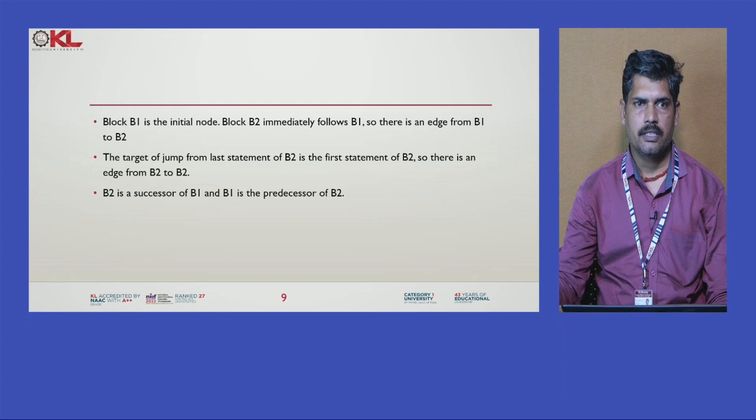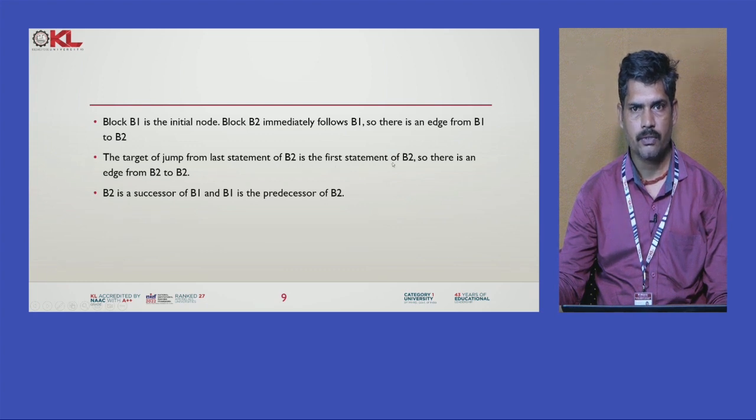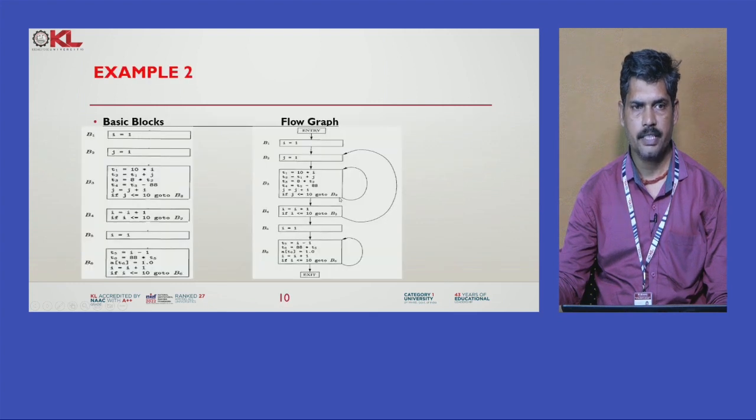Block B1 is the initial node. Block B2 immediately follows B1, so there is an edge from B1 to B2. The target of the jump from the last statement of B2 is the first statement of B2, so there is an edge from B2 to B2. B2 is a successor of B1 and B1 is the predecessor of B2. This is another example of converting basic blocks to a flow graph.